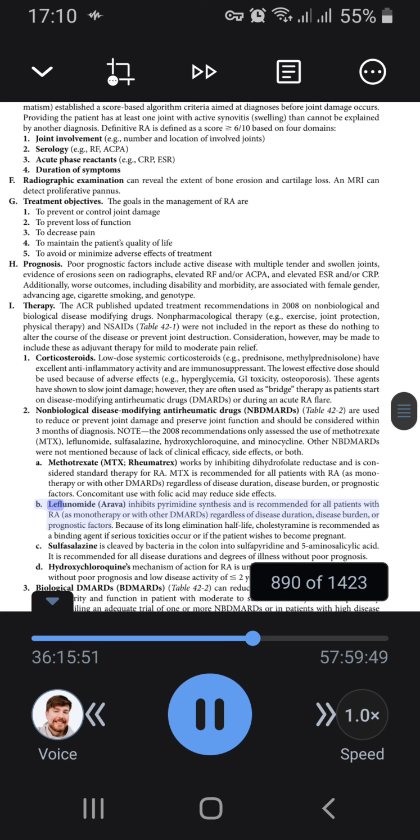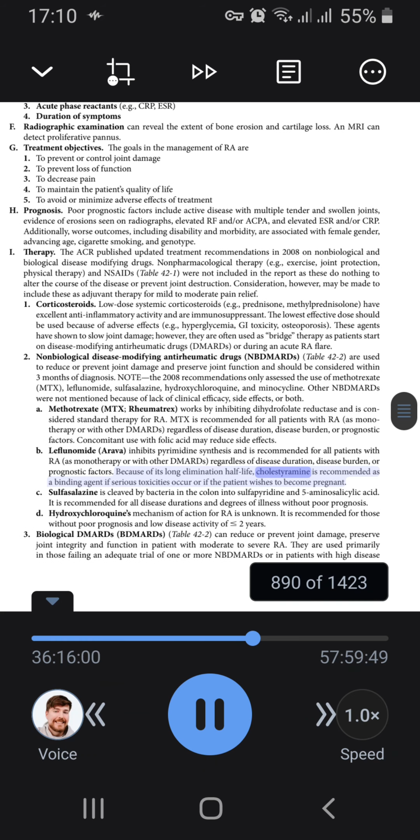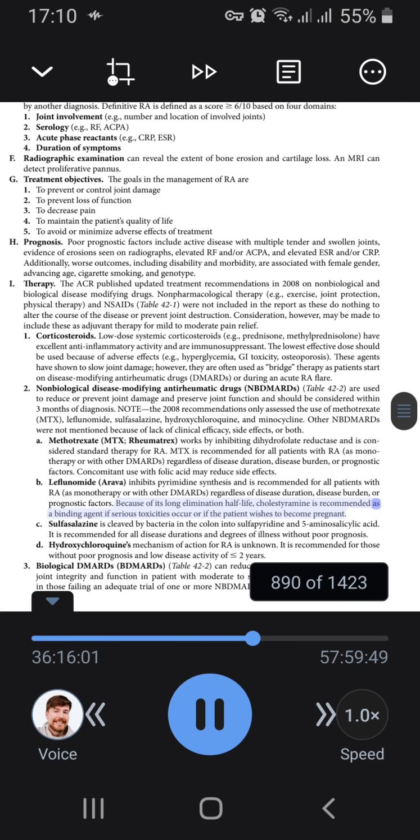B. Leflunomide, Arava, inhibits pyrimidine synthesis and is recommended for all patients with RA, as monotherapy or with other DMARDs, regardless of disease duration, disease burden, or prognostic factors. Because of its long elimination half-life, cholestyramine is recommended as a binding agent if serious toxicities occur or if the patient wishes to become pregnant.